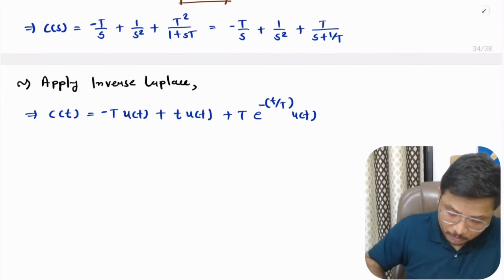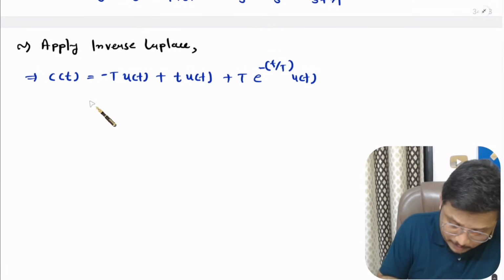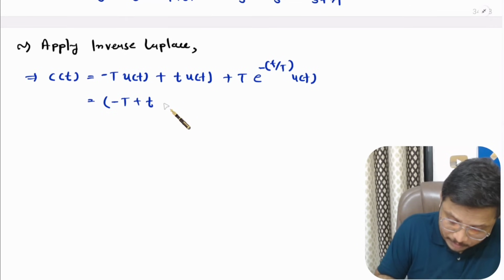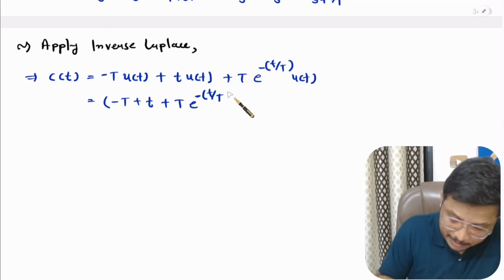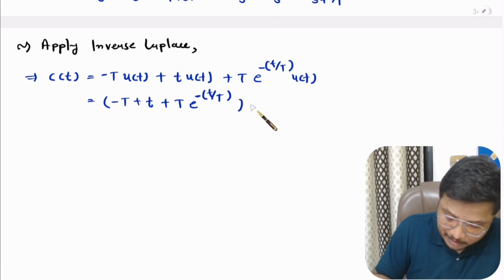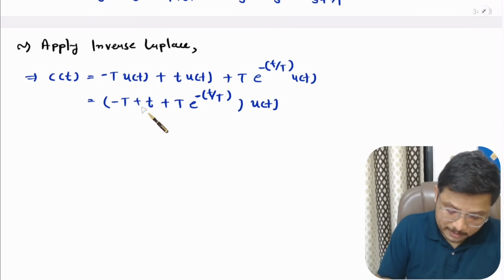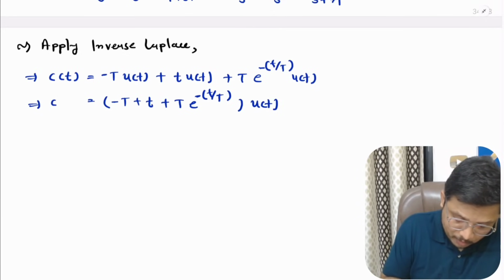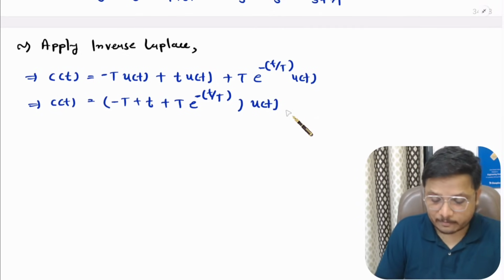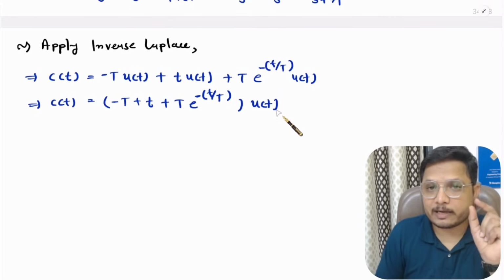Right. Now from this function we can take u of t common. So minus T plus t plus capital T into e to the power minus t by capital T, and whole into u of t. So this is our output in terms of time domain. Now to plot this output in terms of time domain, we need to understand steady state error.